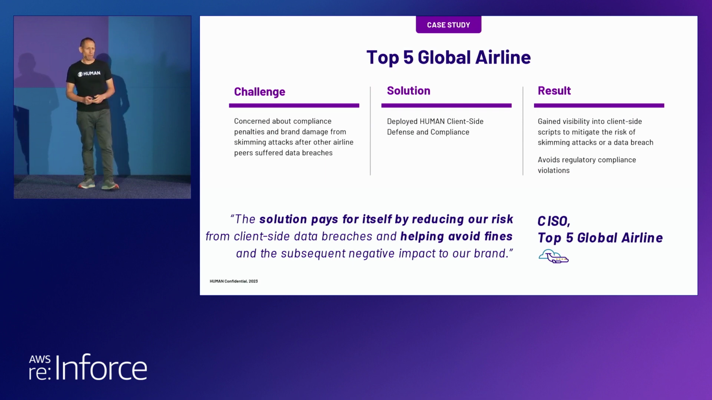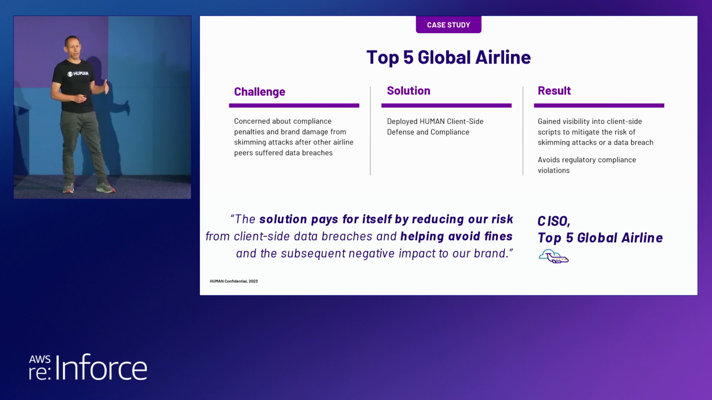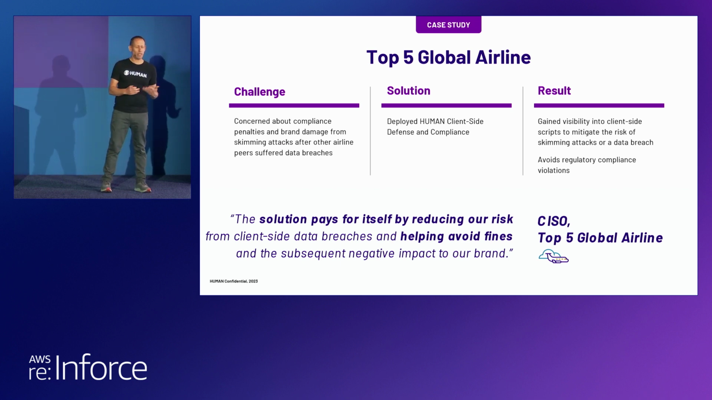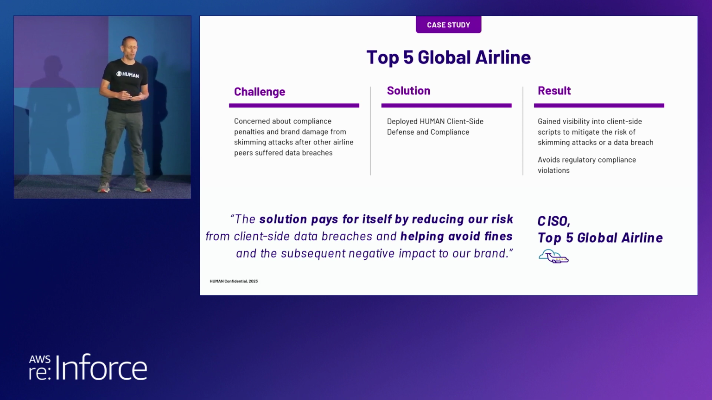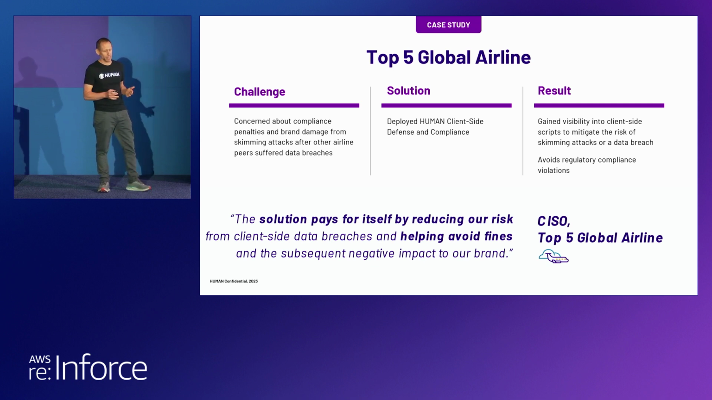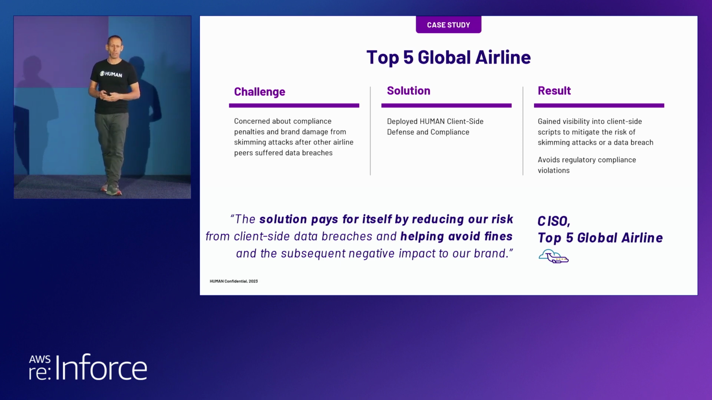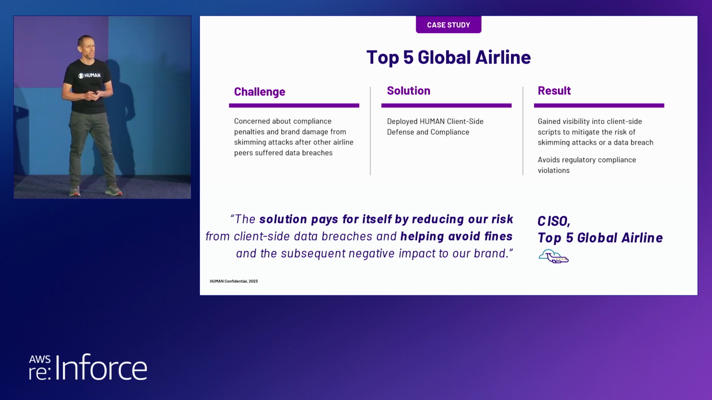An example here, top 5 global airlines. So basically after one of their peers suffered this breach and suffered a very heavy fine from a European regulator, they said, hey, we don't want to be exposed to that same kind of risk. So they deployed our client-side defense and compliance solution. And so they were able to gain visibility into what's happening on their client side, mitigate those attacks and that risk, and of course avoid the regulatory compliance violations that their peer experienced.